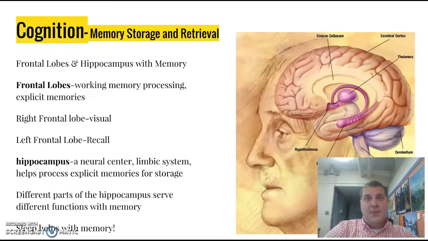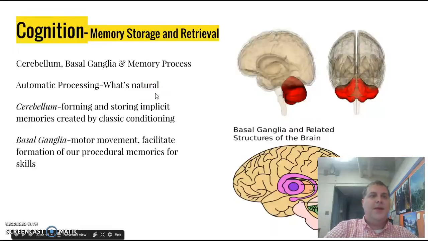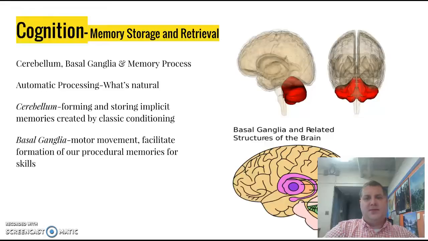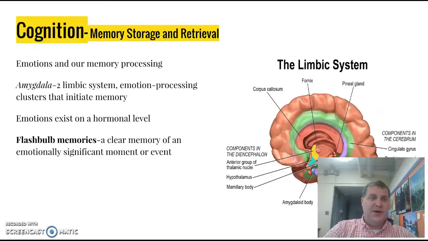is that sleep helps with memory. Let me say it again. Sleep helps with memory. The cerebellum, the basal ganglia, and the memory process is an automatic process, so we go with what's natural. The cerebellum forms memories by classical conditioning. The basal ganglia is motor movement, and this is formation. These memories are based upon our procedural memories for skills and how we go along and what we need to do to work it out.